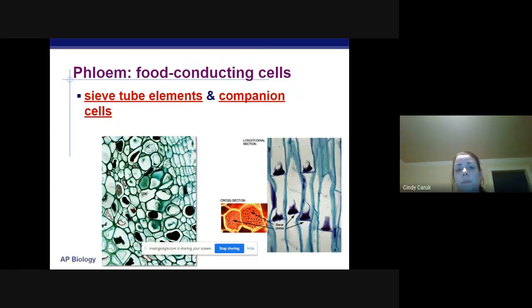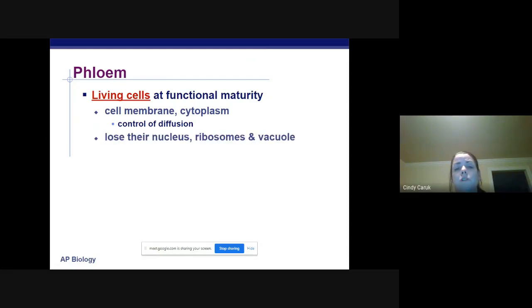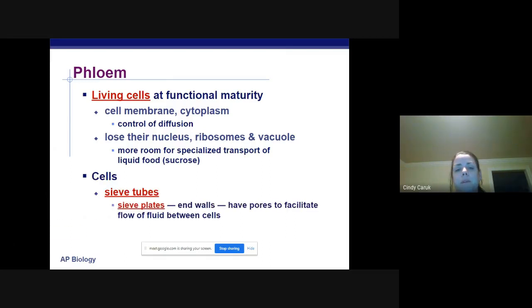All right, and here's another picture of that. Those sieve tube elements and companion cells make up phloem. So these are living, unlike xylem at functional maturity. The sieve tube loses its nucleus and its ribosomes. And the sieve plates, those are those pores to facilitate the flow of fluid between cells. And the companion cell keeps them alive.